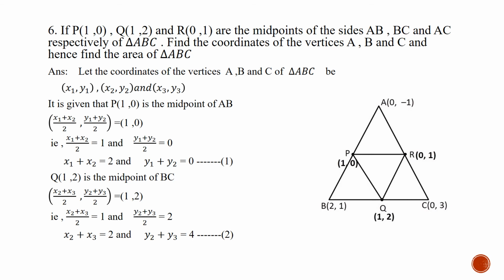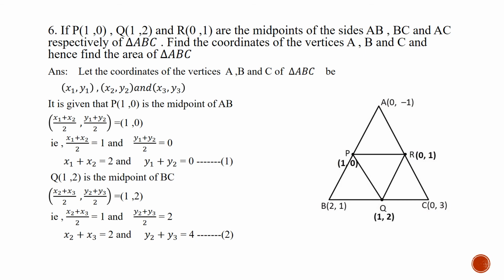Let us take the coordinates of the vertices A as (x1, y1), B as (x2, y2) and C as (x3, y3). Taking the coordinates of A and B using the midpoint formula, we can write ((x1 + x2)/2, (y1 + y2)/2) = (1, 0), which is the coordinate of the point P. From this we can frame x1 + x2 = 2 and y1 + y2 = 0 as equation number 1.